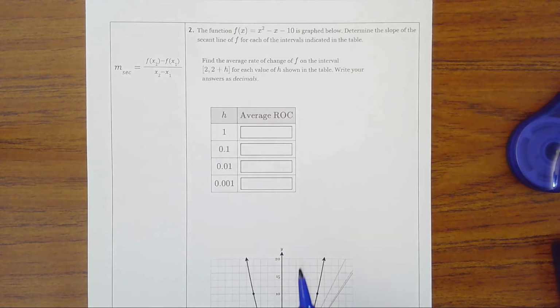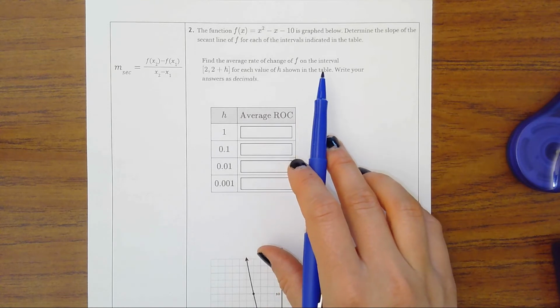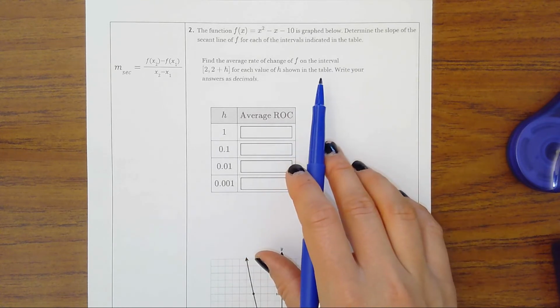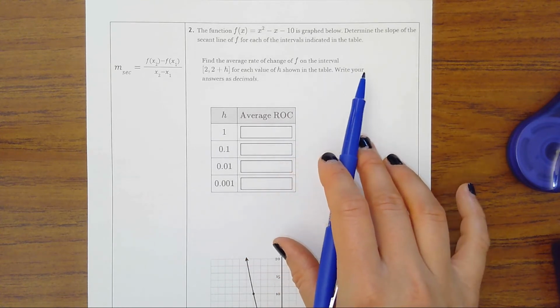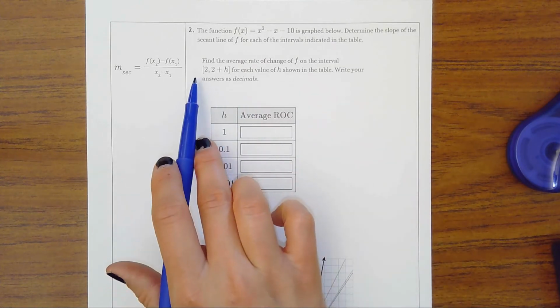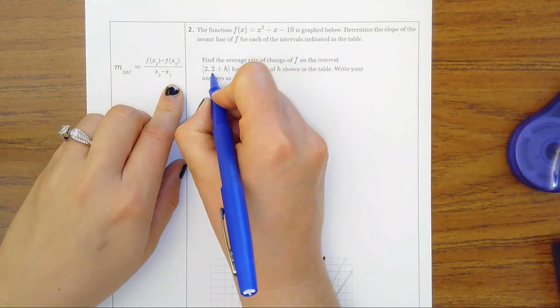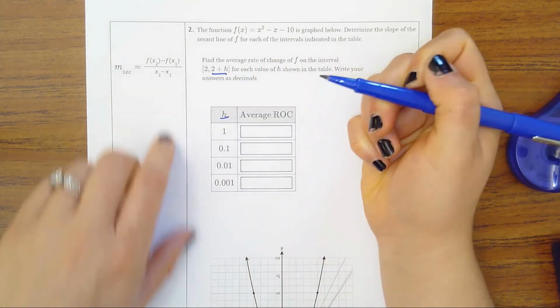On the next page, number 2 says the function f of x equals x squared minus x minus 10 is graphed below. Determine the slope of the secant line of f for each of the intervals indicated in the table. Find the average rate of change of f on the interval from 2 to 2 plus h for each value of h shown in the table. Write your answers as decimals. This problem is basically the same as number 1 other than this 2 plus h. Well, they're giving us h values here.